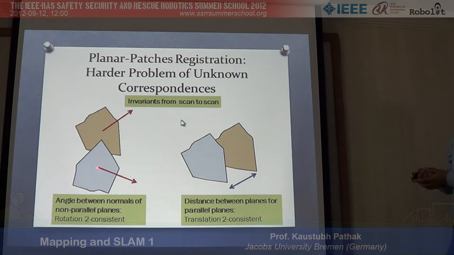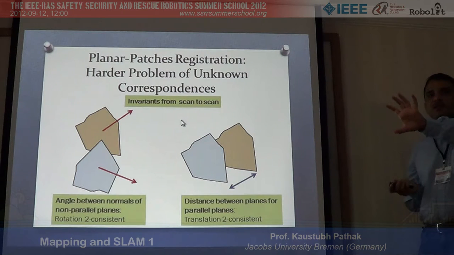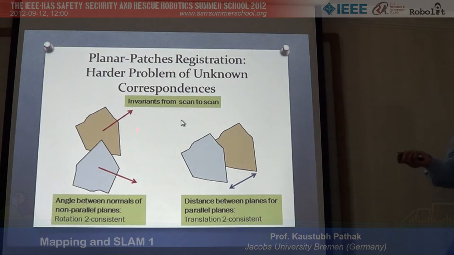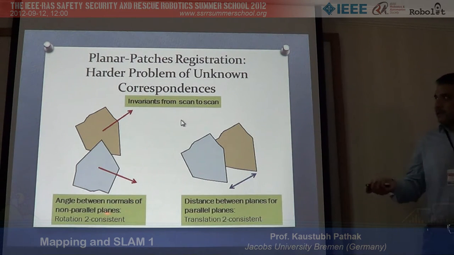So if you have two planes in a particular scan, these are two planar patches in the same scan, their normals have a certain angle between them, and this angle will remain the same in the next scan if these two patches are also present in that scan. So this is this cross angle constraint which is used by us, and then if in a particular scan these two planes are actually parallel, then the distance between them is going to be the same in the next scan if both of them are present in that scan. So this is the second constraint.